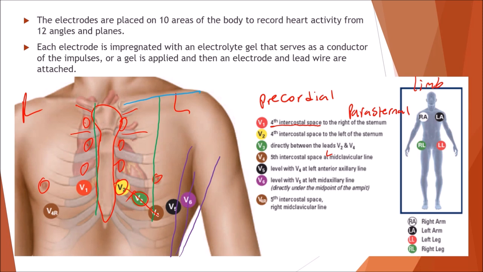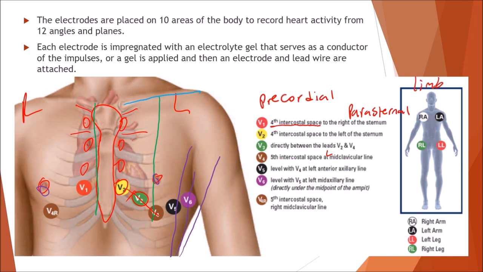If you want to use landmarks, you're going to remember the nipples would be the landmarks here. We skip V3, we go to V4. V4 is going to go on the fifth intercostal space, mid-clavicular line. You go on the clavicle, you find the midpoint, you go all the way down to the fifth intercostal space. And again, more or less, that's below the nipple. V3 goes between V2 and V4.